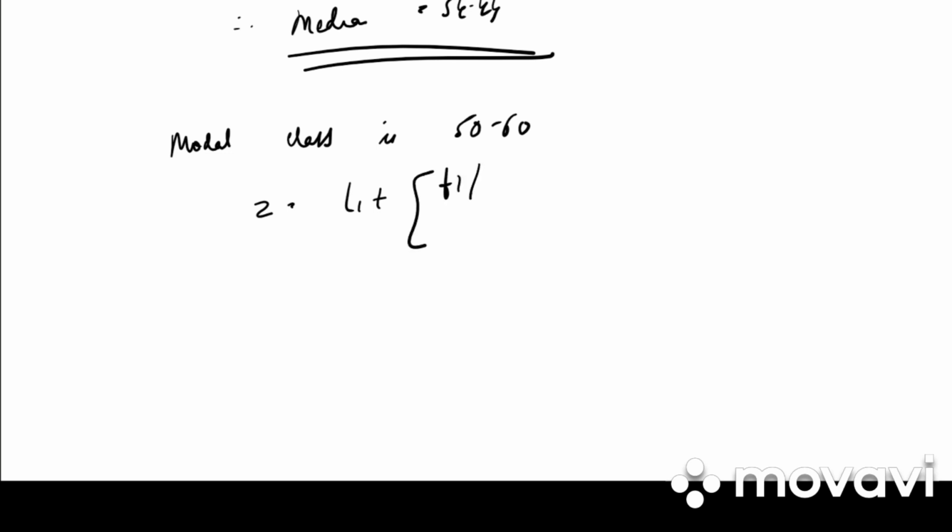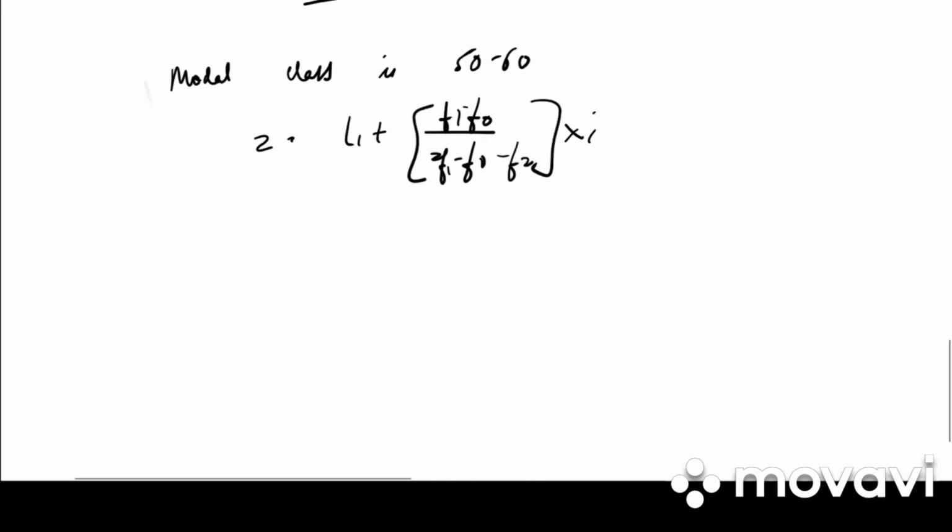Then in case of mode, which is repeated the highest number of times, it is 45. So write down, since 50 to 60 has highest frequency, modal class is 50 to 60. So what is the formula? Z is equal to L1 plus f1 minus f0 divided by 2f1 minus f0 minus f2 into i.